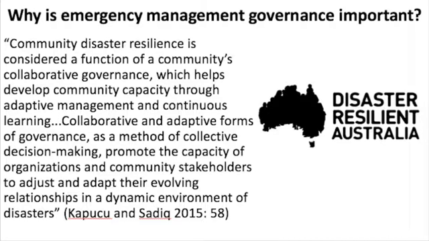So many big words in these definitions. It's collaborative and adaptive forms of governance as a method of collective decision making that promote the capacity of organisations and community stakeholders to adjust and adapt their evolving relationships in a dynamic environment of disasters. Holy freaking cow. But you can see just how complex this stuff is.